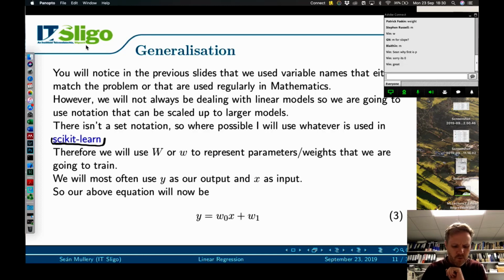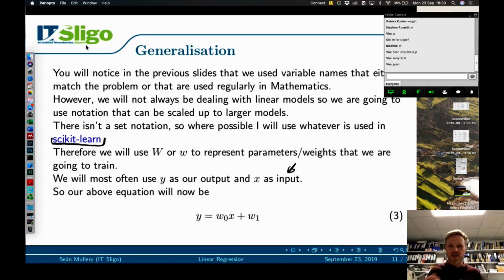So we'll use either capital W or small w. I tend to use small w to represent the parameters or the weights that we're going to train. And we will most often use y as our output and x as our input. But you'll see that can confuse the issue later, because it really depends if we have more than one type of input. We're going to see two different functions later on where this can cause some confusion. So again, I'm going to let that confusion happen, and then we're going to correct it so that you see what can happen when we do it.